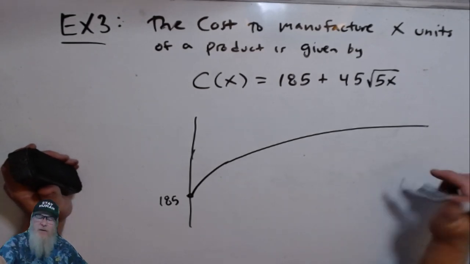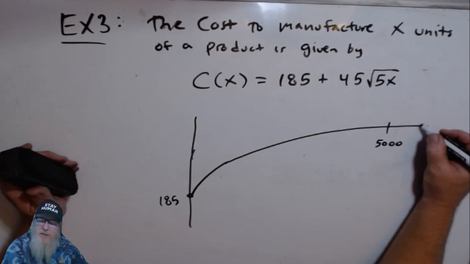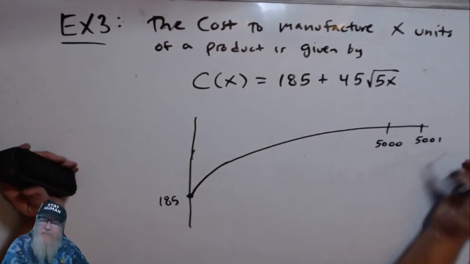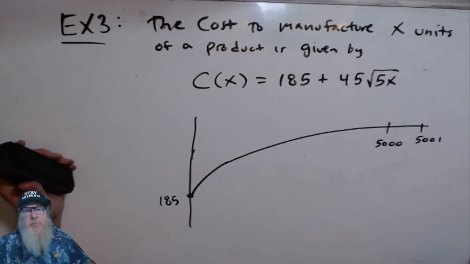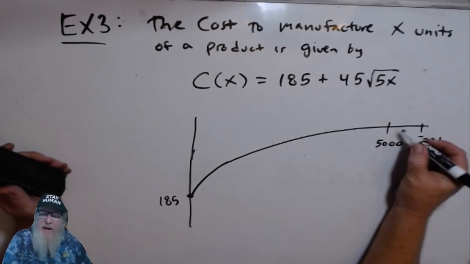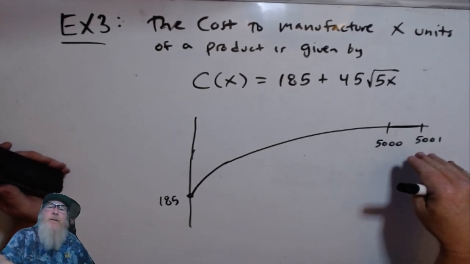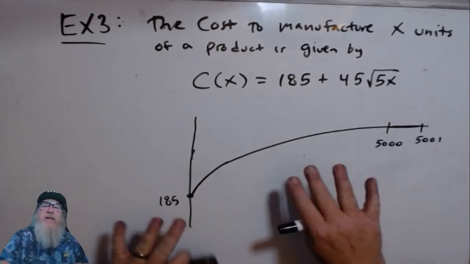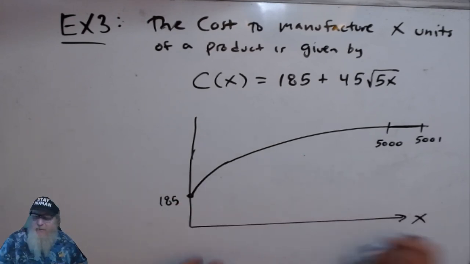But if we have like 5,000 units, and then we just want to make one additional unit, remember the margin is the cost to increase by one, how much it costs to produce one more unit would be very, very small. It's very flat. So that's sort of a marginal analysis and just a geometric idea. And again, x is the number of units.